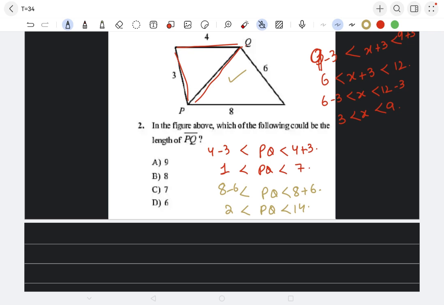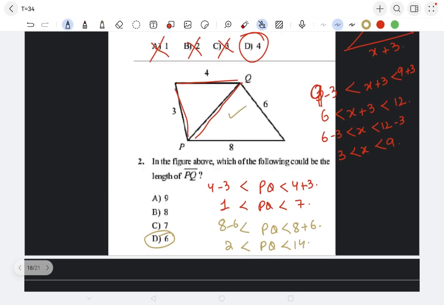So actually, which number comes in the middle? You can see 6, a number which fulfills the condition, that is 6. So D is the right answer. And this was our topic number 38.